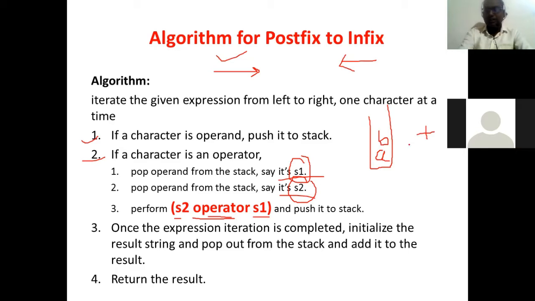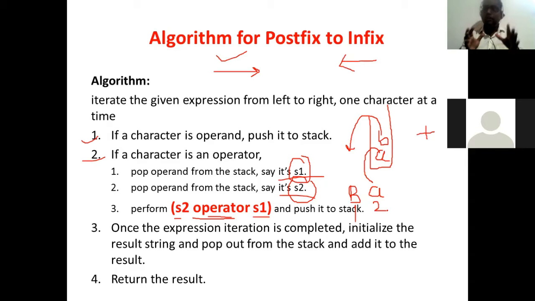So take the first element out. When the first element comes out, what comes out first? B. The first element that comes out is B, so B is the first operand. After B comes out, which second element comes out? A comes out. So A is the second operand. First B came, then A came.